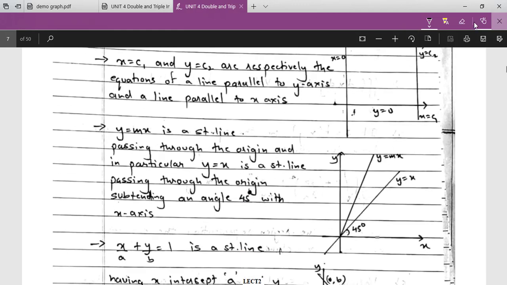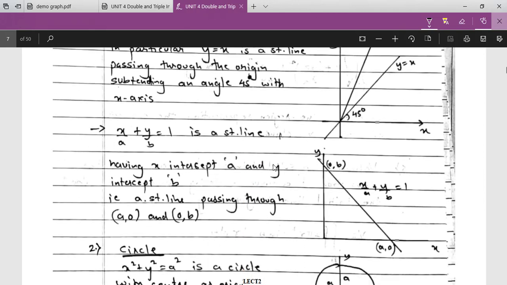Now see here, y is equal to mx plus c is a straight line, and particularly y is equal to mx is a straight line passing through the origin. y is equal to x is a straight line passing through the origin subtending an angle of 45 degrees with the x-axis, and m is nothing but the slope, right? Now this equation is the slope intercept form. The intercepts on the x and y axes, that is a comma 0 and 0 comma b, give x by a plus y by b is equal to 1.